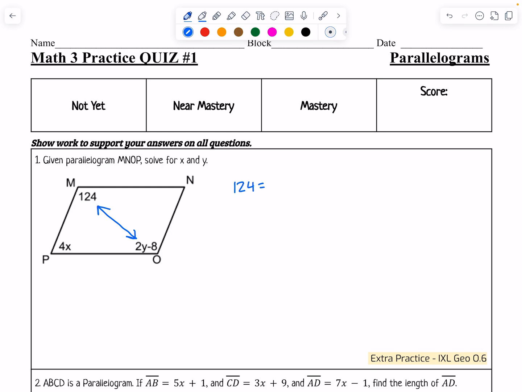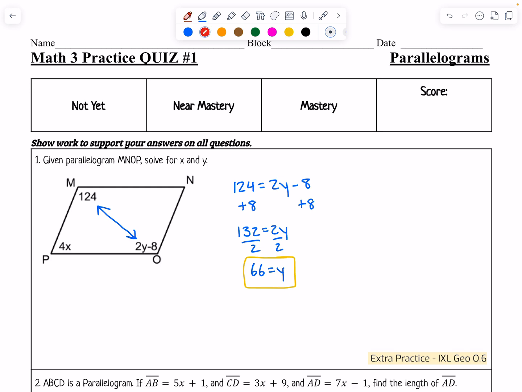So I'm going to say 124 is equal to 2y minus 8. Then to solve for y, I'm going to add 8 to both sides, so I get 132 equals 2y. And then when I divide by 2, I just get y is equal to 66. So that will be my solution for y, and now I just need to find x.